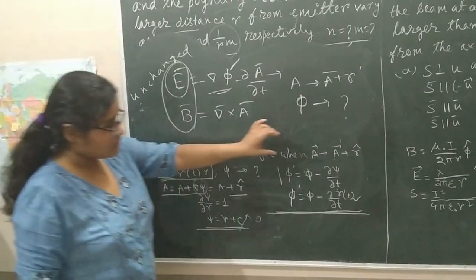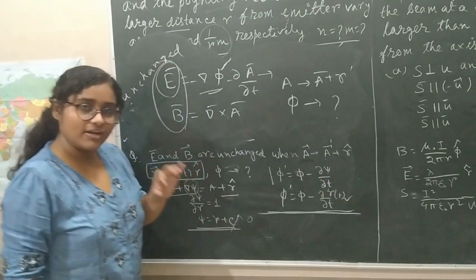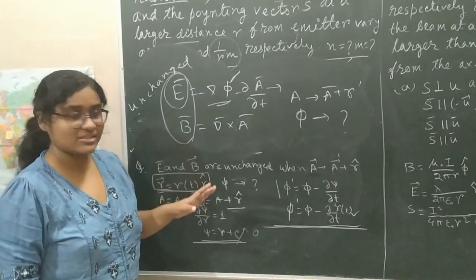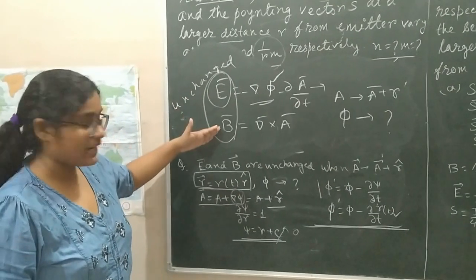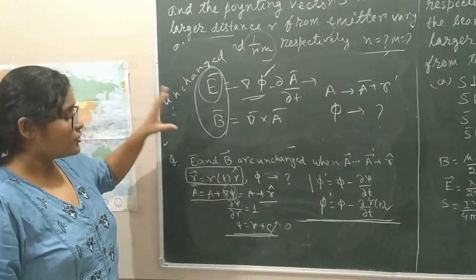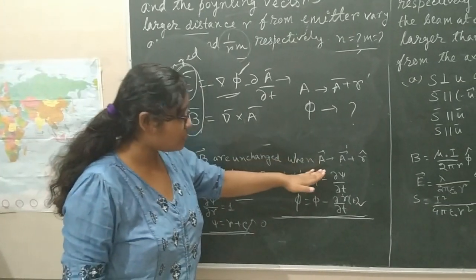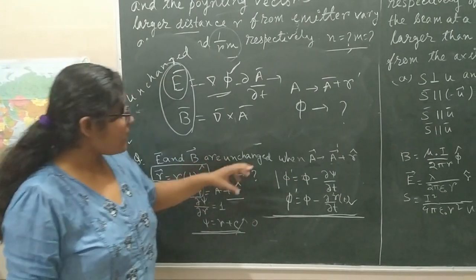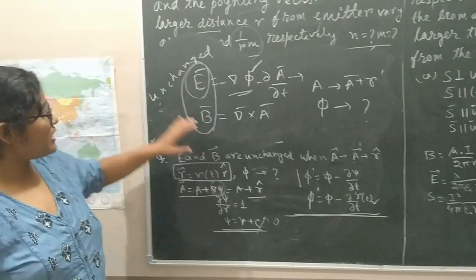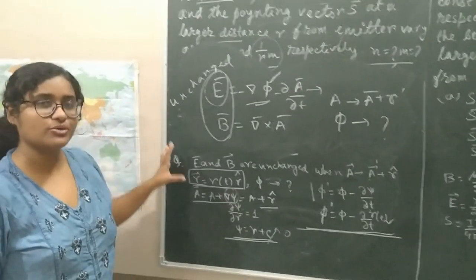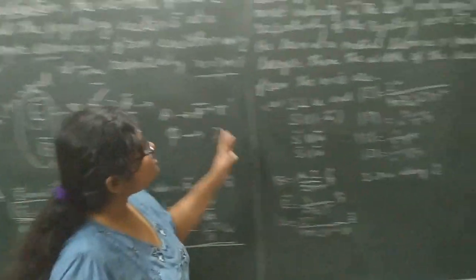So the vector potentials and scalar potentials are not unique, they are not measurable, but the electric field and magnetic field are physically measurable. So if you want to change the vector potential or scalar potential, you have to change them accordingly so that the electric field and magnetic field shouldn't change. Okay. Now proceed to another question.